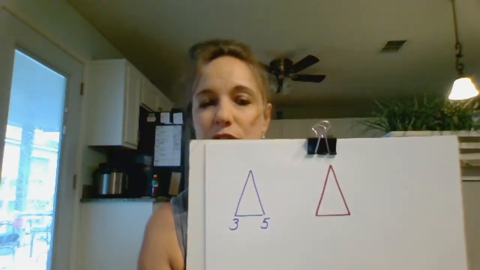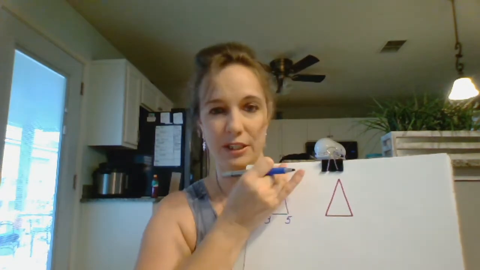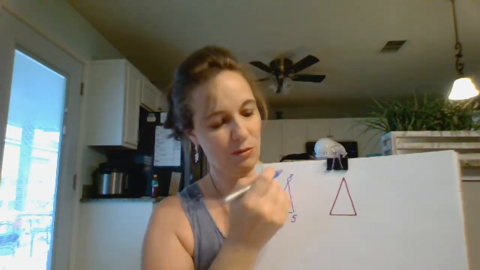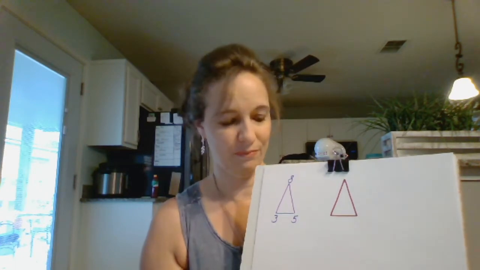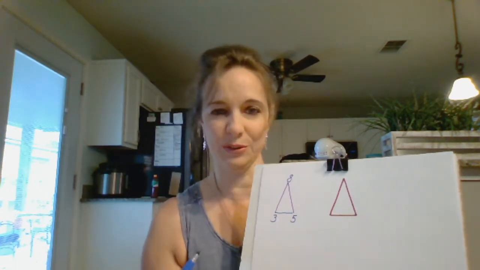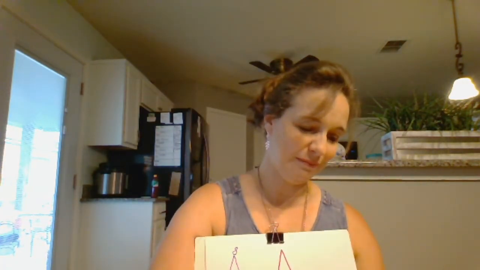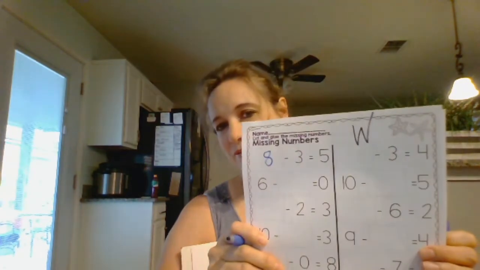Now what do you do to those two numbers? You put them together to get the top number. What is 3 plus 5? What is 8 minus 5? 3. What is 8 minus 3? 5. And we figured it out. So 8 minus 3 is 5. Let's look at the next one.